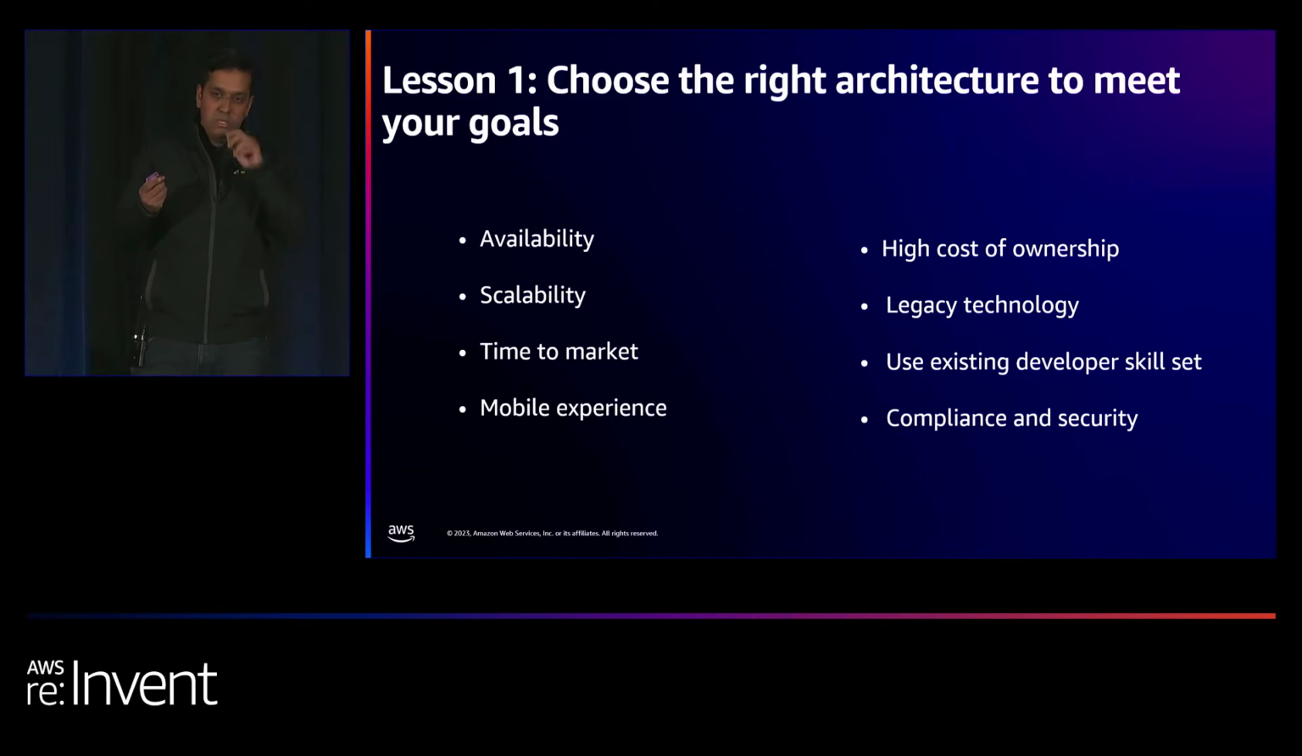Maybe the challenge is availability of the application. Maybe you want to improve the overall availability and stability of the application. Maybe the application is not scalable enough, especially when it comes to special sales days, such as Black Friday. Maybe the organization's challenge is that they want to release more features more frequently and reduce their time to market, and they think microservice architecture is the right way to do it. Maybe the application does not have a mobile experience today, and the goal is to create a mobile experience through microservices architecture.